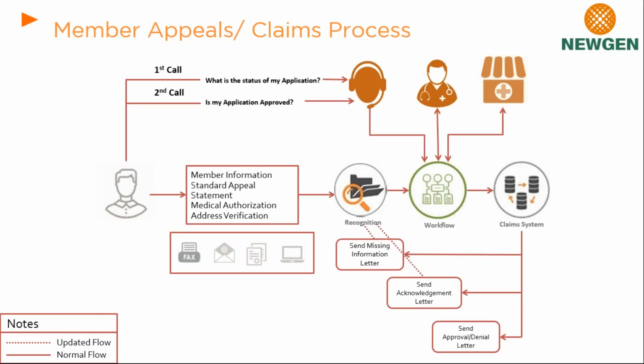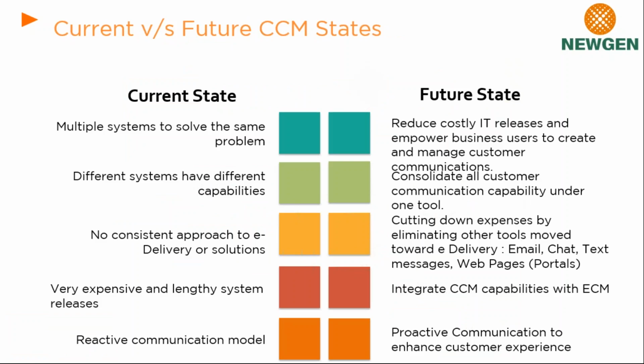Moving on, the current versus future CCM state. In the current state, organizations have multiple systems to solve the same problem because these systems have been deployed in different periods of time. Different systems have different capabilities. There is no consistent approach to e-delivery, there are very expensive and lengthy release cycles, and a reactive communication model.